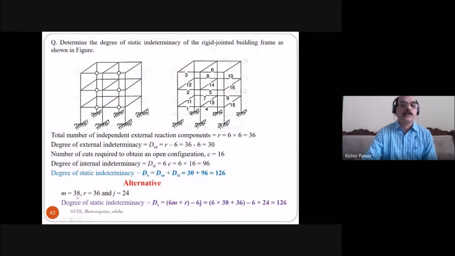So M is equal to 38. Then R is equal to 36. Total number of reactions is 36. Then joint is 24. 24 joint. Just to see a count.